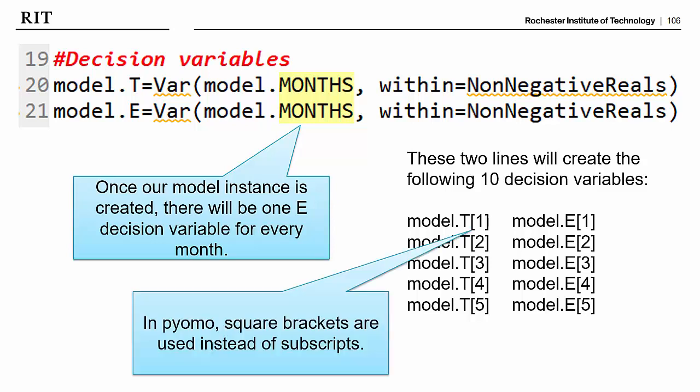And we can see that we don't really have subscripts available in Python. So to act in the place of subscripts, we're seeing our first use of those square brackets. So if we wanted to access a particular one of these decision variables, we're going to use square brackets. And then inside the square brackets, we would put what month decision variable we would like to use.